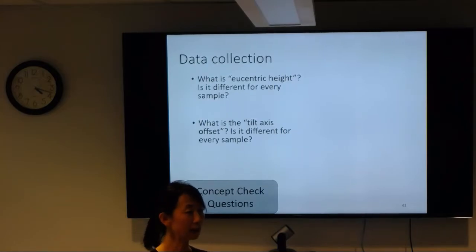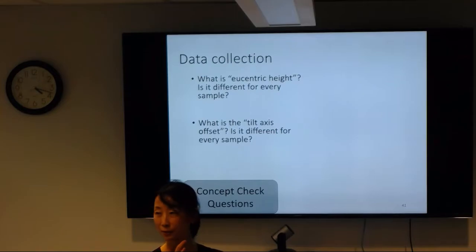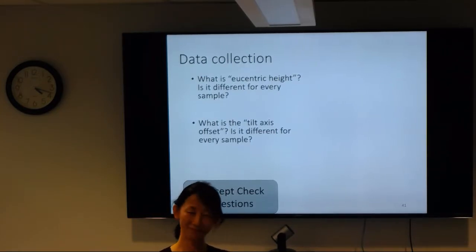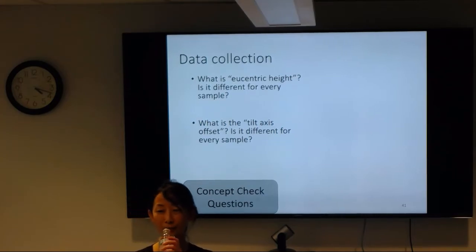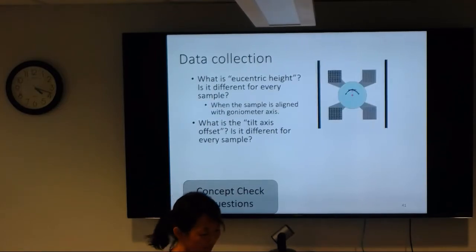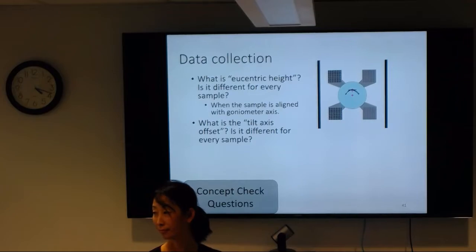I remember one of you said you actually used a microscope before. Which one? I don't remember. I did. What is your centric height? I don't know. Okay.